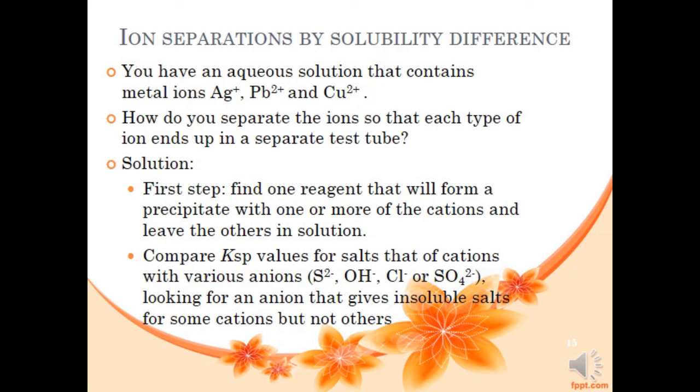Okay, another example is you have a mixture of solution that has silver, lead, and copper ions. How to separate these three? So what do we need to do first? Find the precipitating reagent for one or more of the cations, and the rest will remain in solution, like the previous example in the test tube just now. Secondly, we compare the KSP value like the silver chloride, iodide, and bromide.